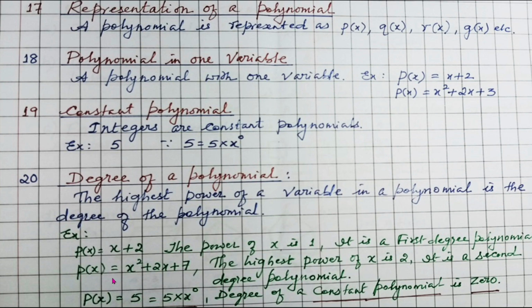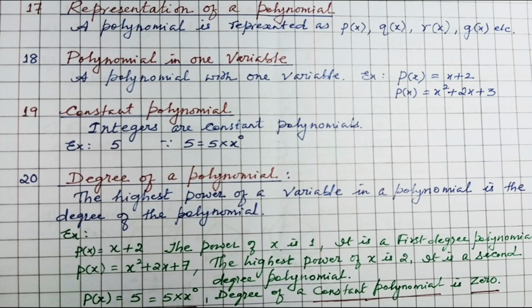And what is the power here in this polynomial? The power is 2 and power is 1, but the highest power is 2, therefore it is a polynomial of second degree. And what is the number here? It is an integer, or it is a constant polynomial. And what is the power here? X raised to 0, therefore the degree of a constant polynomial is 0. So the degree of a constant polynomial is 0.